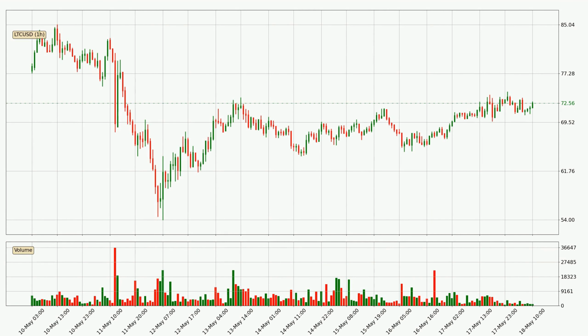By taking a look at the hourly time frame for Litecoin, the price moved up around 3.2% in the last 24 hours, with a current price of 72.6. And the volume wasn't especially high, so this move wasn't very strong.